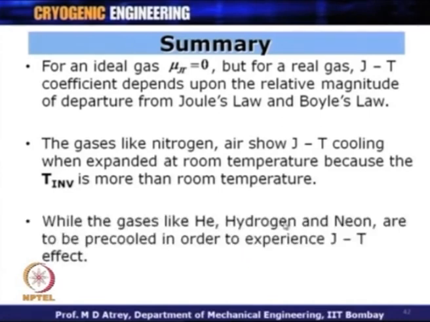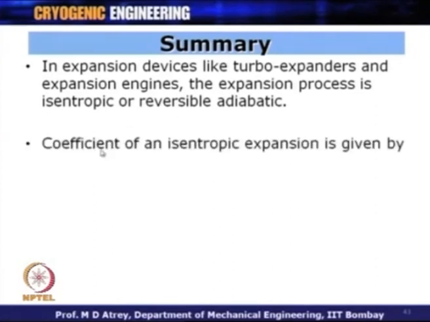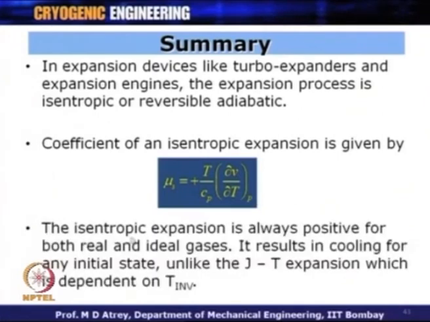In expansion devices like turbo expanders and expansion engines, the expansion process is isentropic or reversible adiabatic. The coefficient of isentropic expansion is given by mu S, which is T by Cp into del V by del T at constant pressure, and we found that the isentropic expansion coefficient is always positive for both real and ideal gases. Therefore, one need not worry about inversion temperature for such cases. It results in cooling for any initial state, unlike the JT expansion, which is dependent on the inversion temperature for that particular gas.